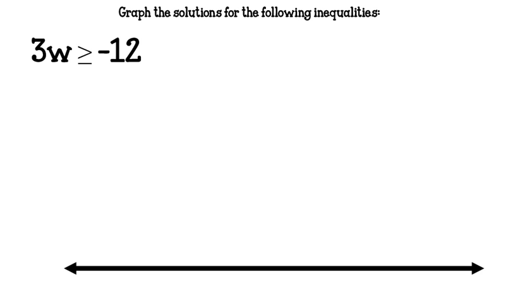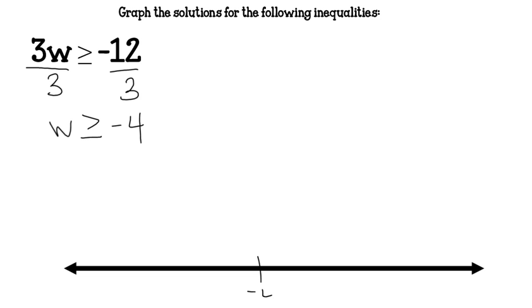Okay, I'm trying to get W by itself. So to do that, I'm going to divide both sides by 3. Here's where people will get confused sometimes. -12 is negative, but I'm not dividing by a negative number, I'm dividing by a positive number. So this symbol stays the same, and I get W is greater than or equal to -4.